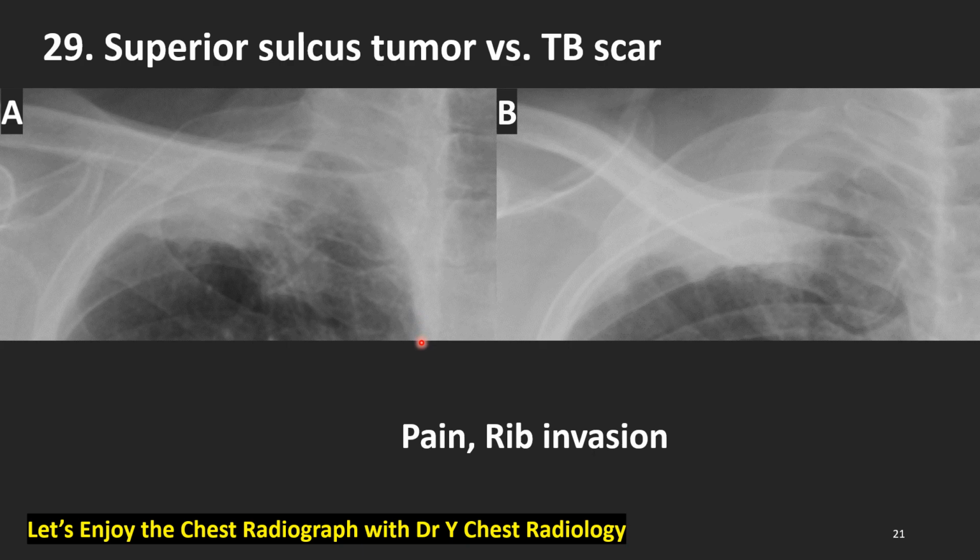We usually have two clues for superior sulcus tumor. The pain of the patient is so severe in superior sulcus tumor. And the radiologic finding is rib invasion, rib erosion. You can see here the lower margin of the second rib is not clear. The third rib is clear, okay. The second rib is clear here in this person. This person is clear with rib structure. This is a tuberculosis scar, and this is a superior sulcus tumor.